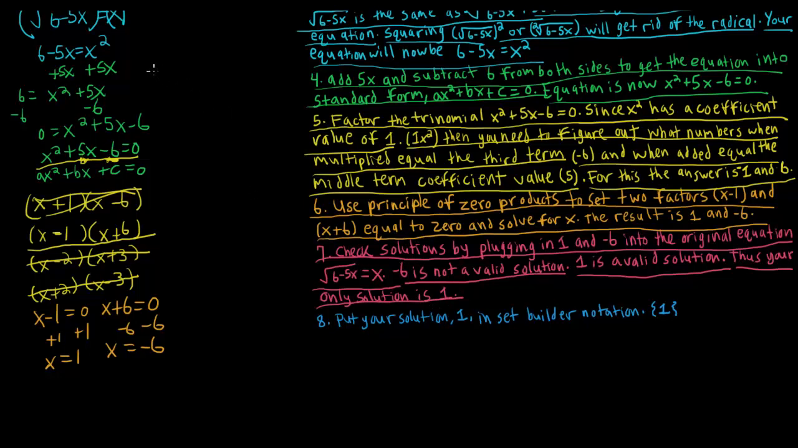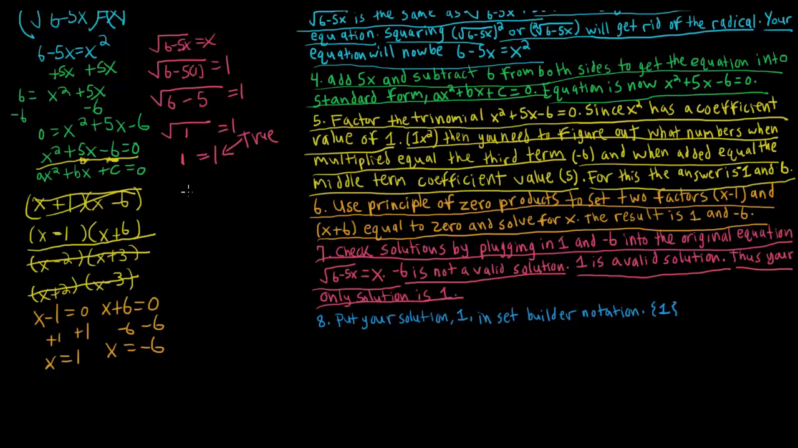So we have square root of 6 minus 5x equals x. Let's substitute x for 1. So square root of 6 minus 5 times 1 equals 1. Simplify. 5 times 1 is 5, so 6 minus 5 is just going to be 1. Square root of 1 equals 1. The square root of 1 is 1, which equals 1. So this is true. So we know 1 is a solution.